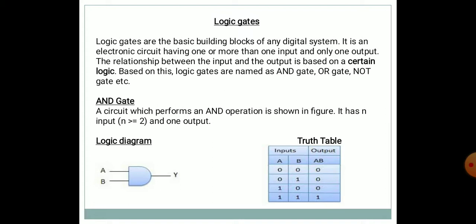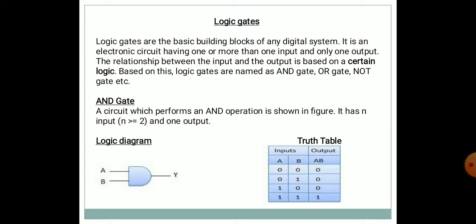The relationship between the input and the output is based on a certain logic. The output is based on certain logic, that means the output is based on their state. Based on this, logic gates are named as AND gate, OR gate, NOT gate, etc. These three are the most basic among the logic gates. So in this session we are going to learn about these basic logic gates. The first one is the AND gate.